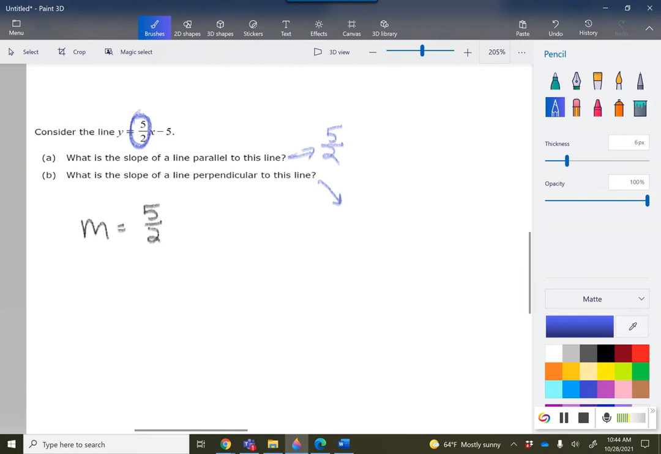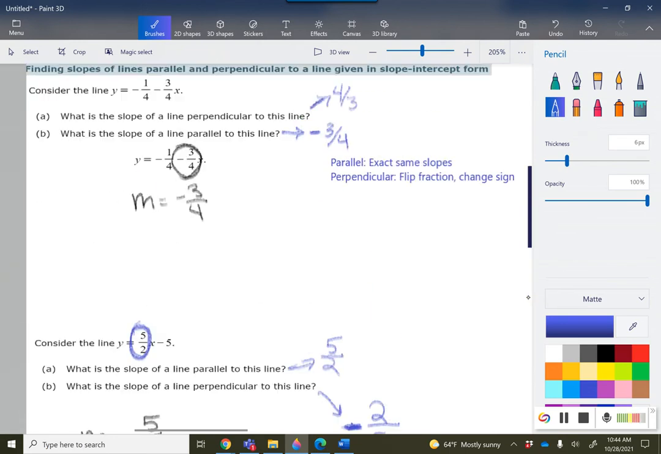For the perpendicular, start by changing the sign. The original slope was positive, so your perpendicular slope is going to be negative. Then take your fraction 5/2 and flip it upside down. Okay. Then I do have one more.